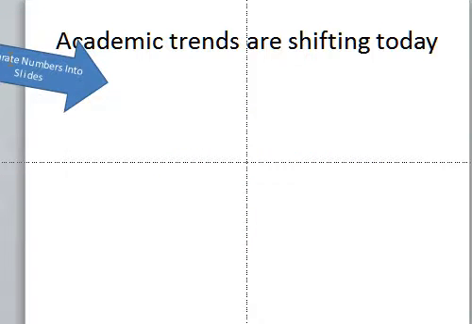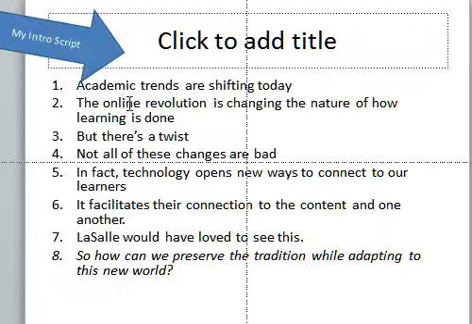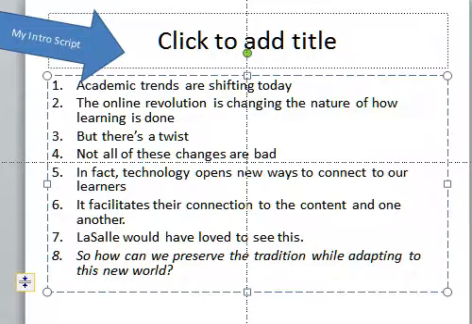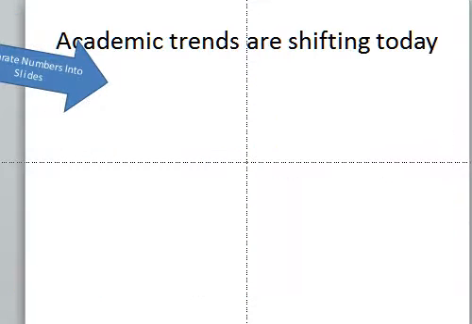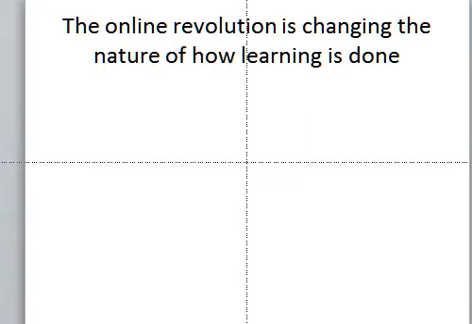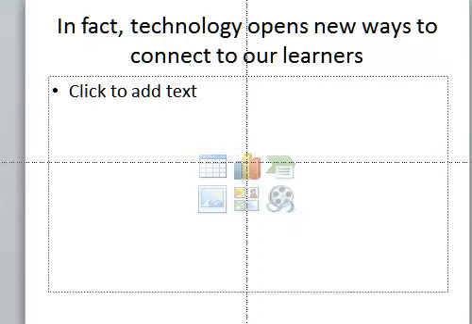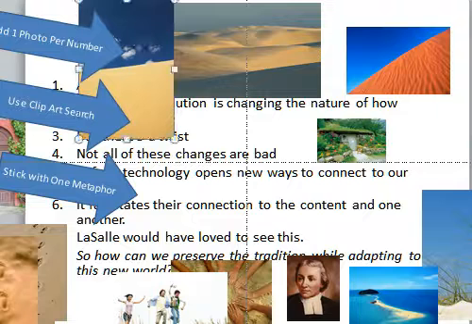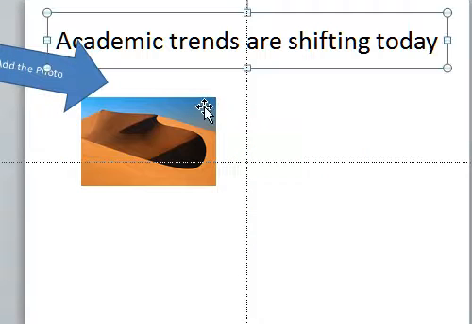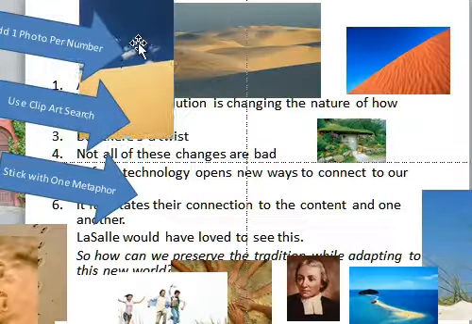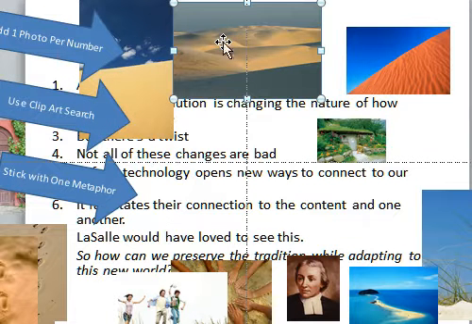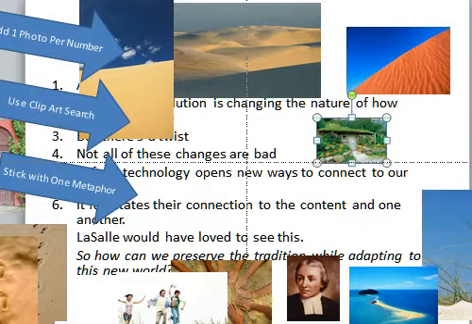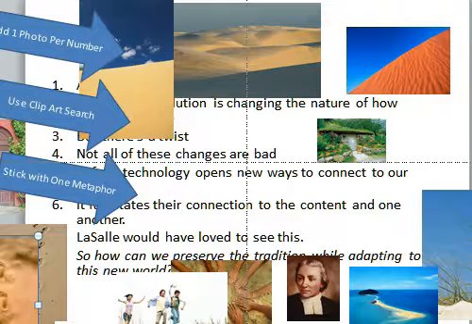So now this is what you want to do, is separate each one of these items into a separate slide. So academic trends are shifting. The online revolution changes the nature of our learning, etc., etc. So I've separated all of those, and then what you want to do is add the photo that goes with each one of these slides. Okay, and I've ordered it back on this slide so that it's like 1, 2, 3, 4. I've made a little bit of an order so that it's not jumbled.